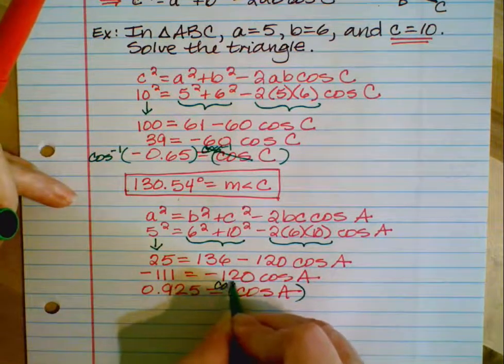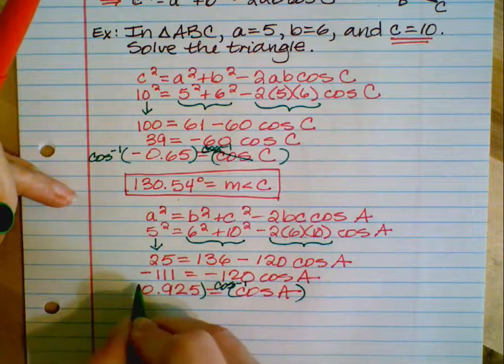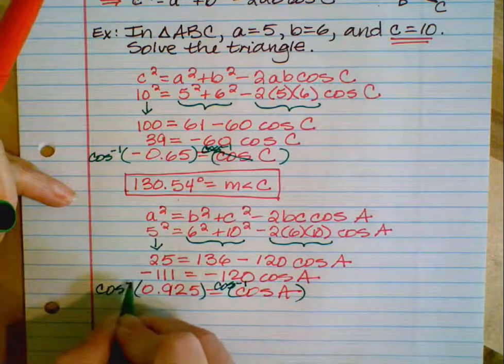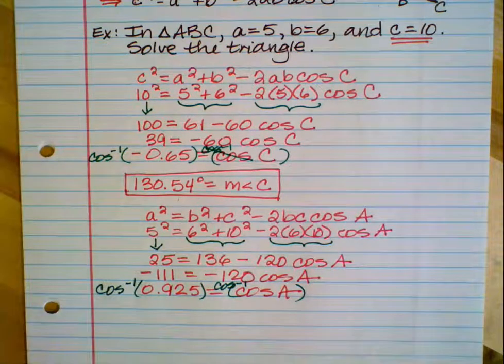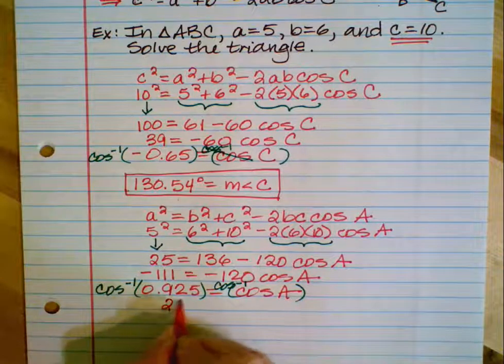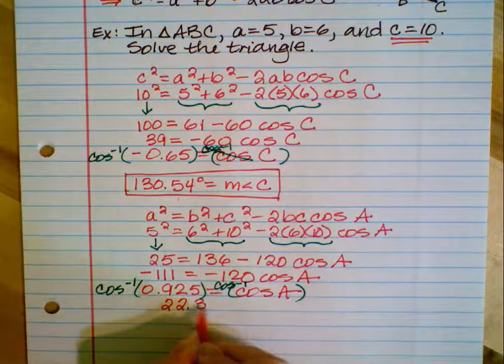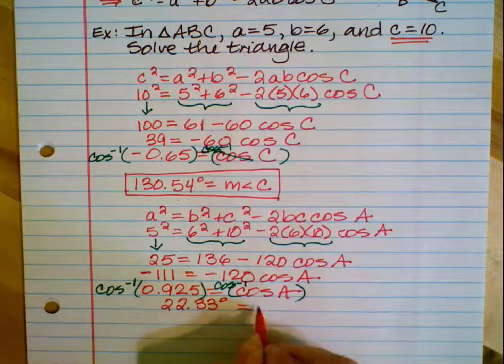So you find that once you do this enough, the process really isn't all that long. It seems like it is initially, but it's not too bad. Okay, so the inverse cosine of that decimal in this case gives us an angle measure of 22.33 degrees for the measure of angle A.